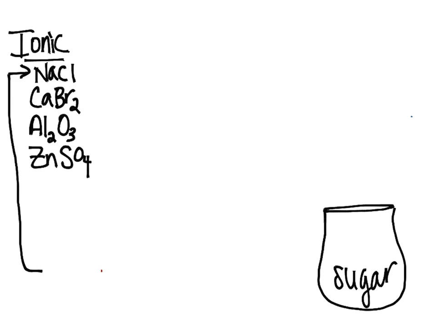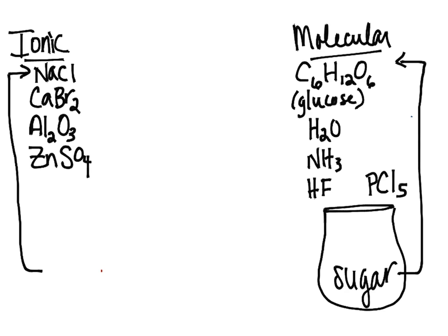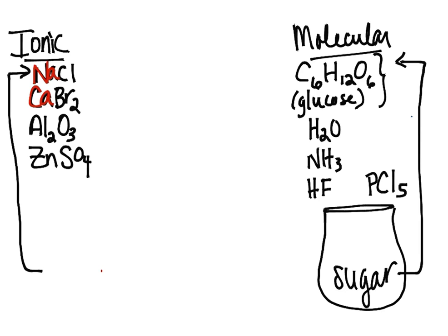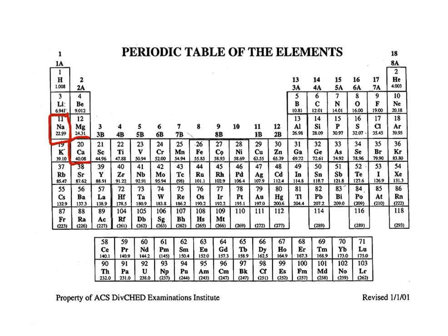So, some ionic compounds that are listed here: sodium chloride, calcium bromide, aluminum oxide, and zinc sulfate. And some molecular compounds: glucose, water, NH3, which is ammonia, HF, hydrogen fluoride, and PCl5, which is phosphorus pentachloride. We're going to look at the chemical composition of these compounds. So sodium, our first ionic compound, if we find that on the periodic table, that is here. And we'll go back. Calcium is here.